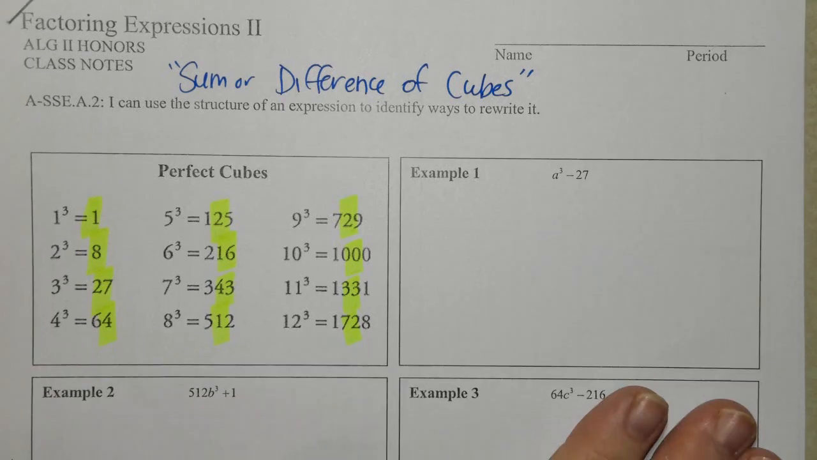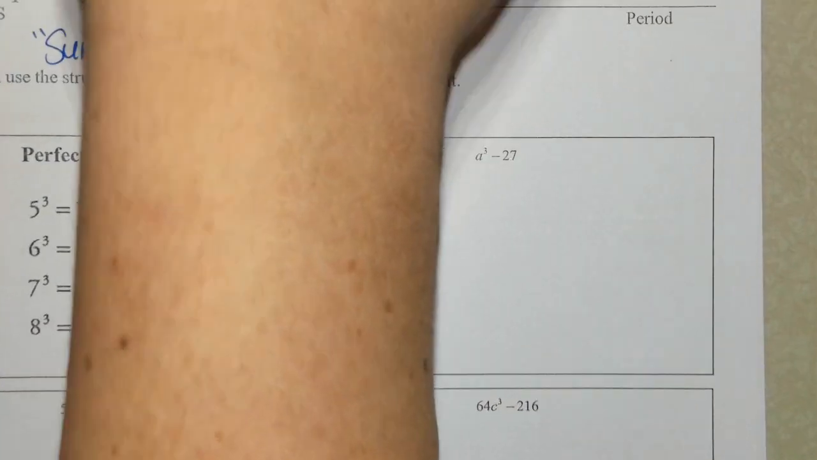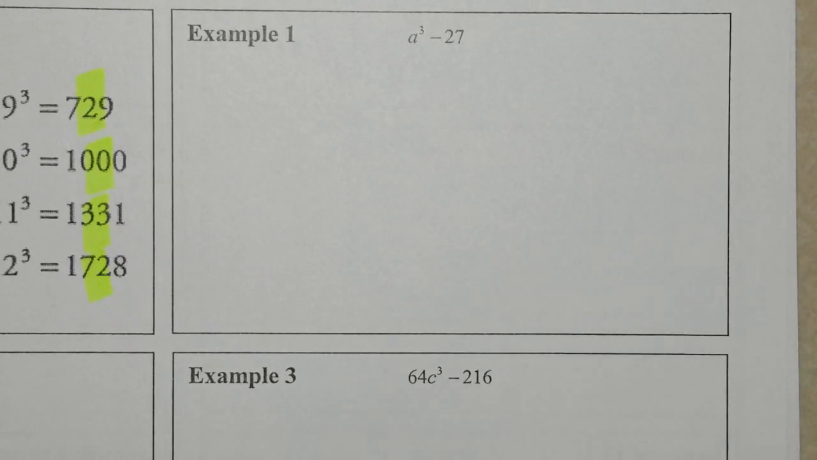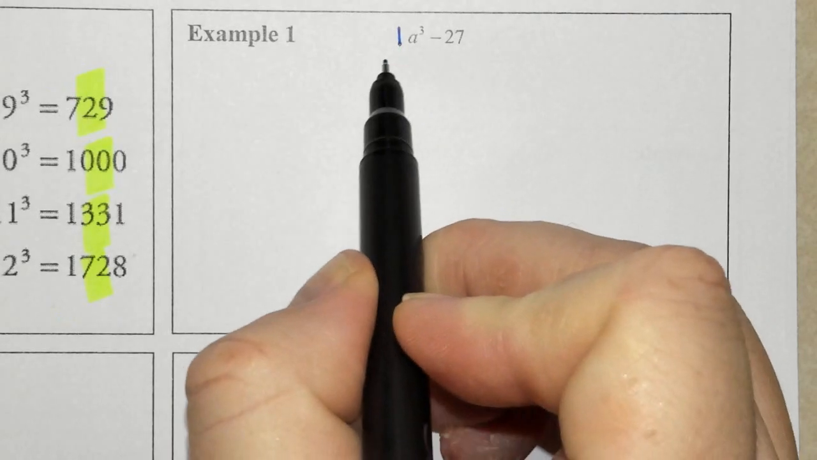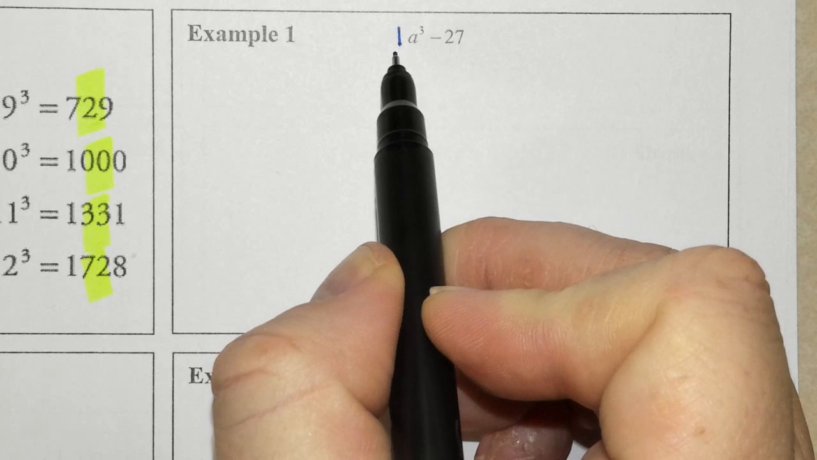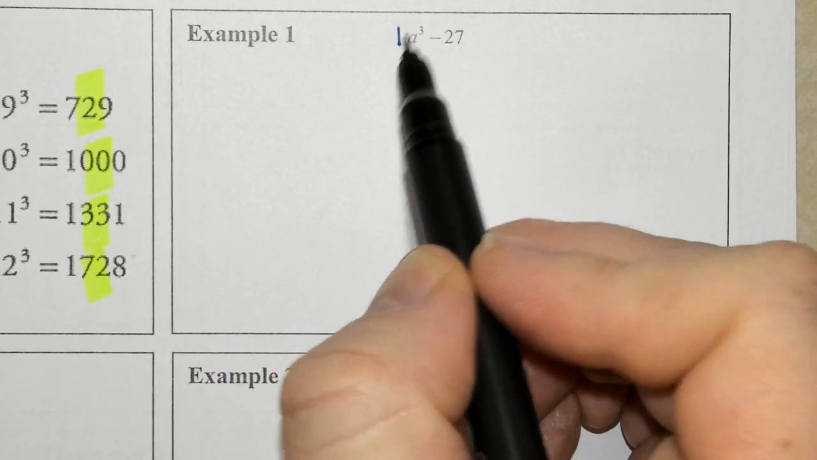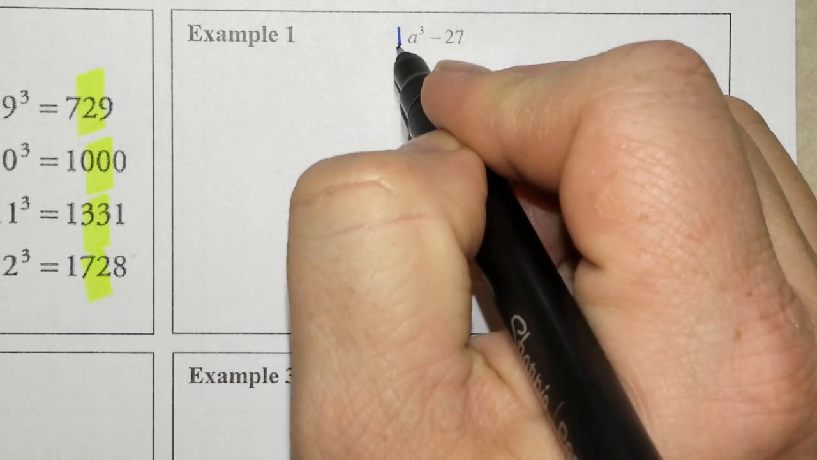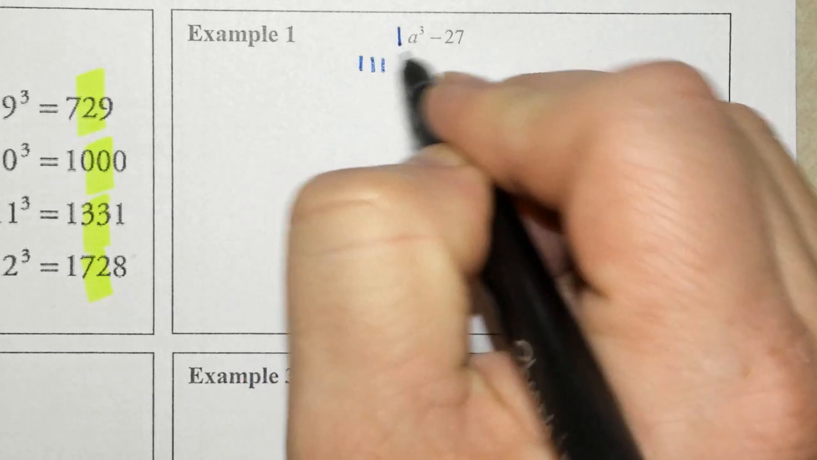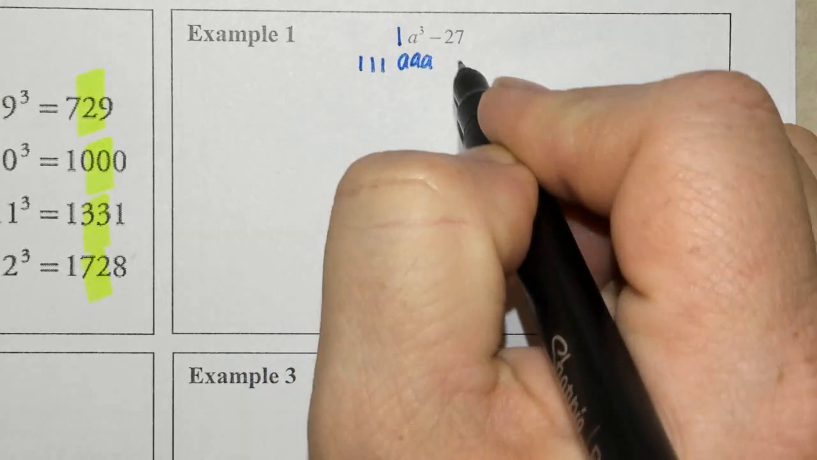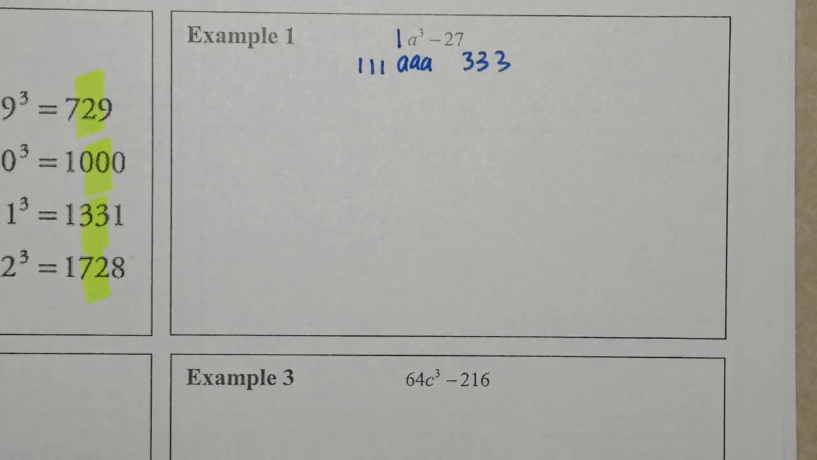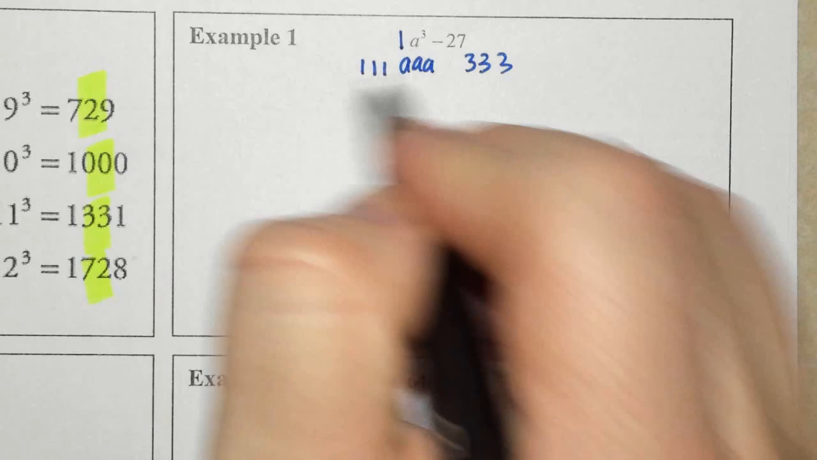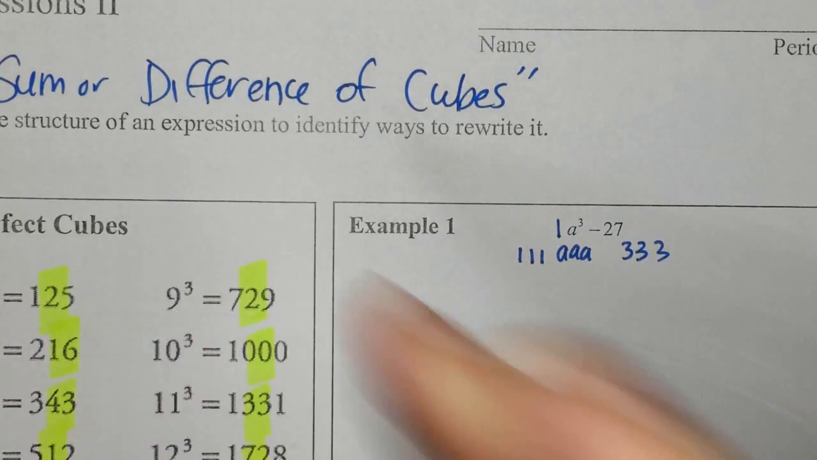We're going to get started right now in example number 1. Again, I'm going to ask that it's quiet. Example number 1, in front of the A right now is a hidden 1. Now each one of these portions can be broken apart into 3 equal pieces. How do I achieve 1? 1 times 1 times 1. A cubed is A times A times A. 27 is 3 times 3 times 3. When that is possible, we are able to find the sum or difference of cubes.